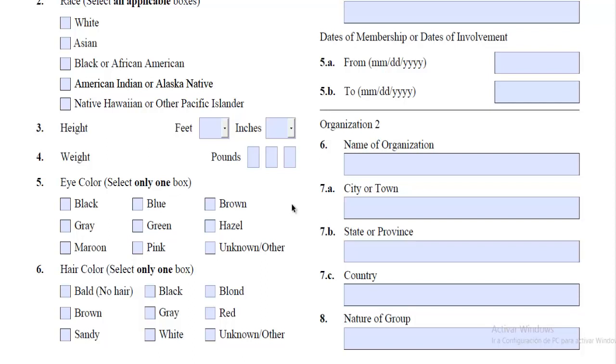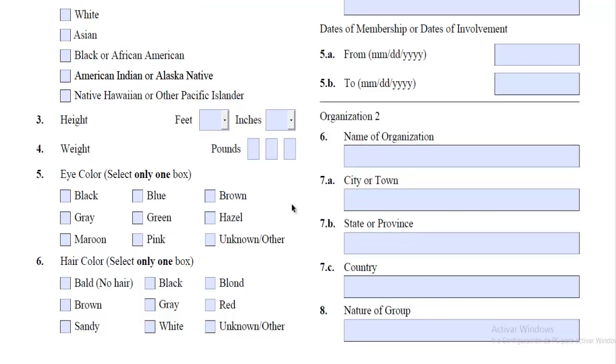Okay, so let's keep on. Question 6 is hair color, if you have this type of hair color.